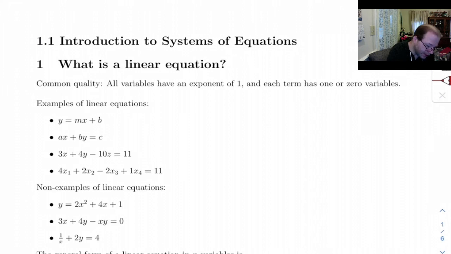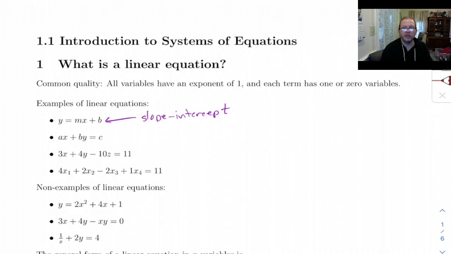Let's see. I've got several examples here. This first bit, this is what you probably think of when you think of a linear equation. People instantly think y equals mx plus b, and that's the slope-intercept form. That's really useful if you're graphing a line, because the m, of course, is the slope and b is the y-intercept.